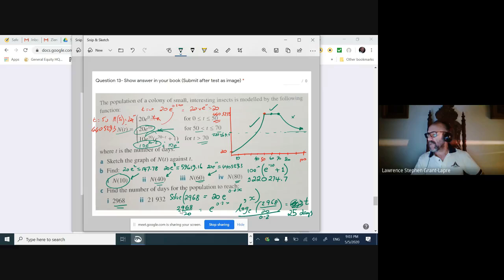And the same applies for this, except instead of 2968, we've got 21932 in that position. So you just replace that with 21932, or you could use a calculator and put 21932 in that position, and you'll get 35 days. 35 days. 25 days.